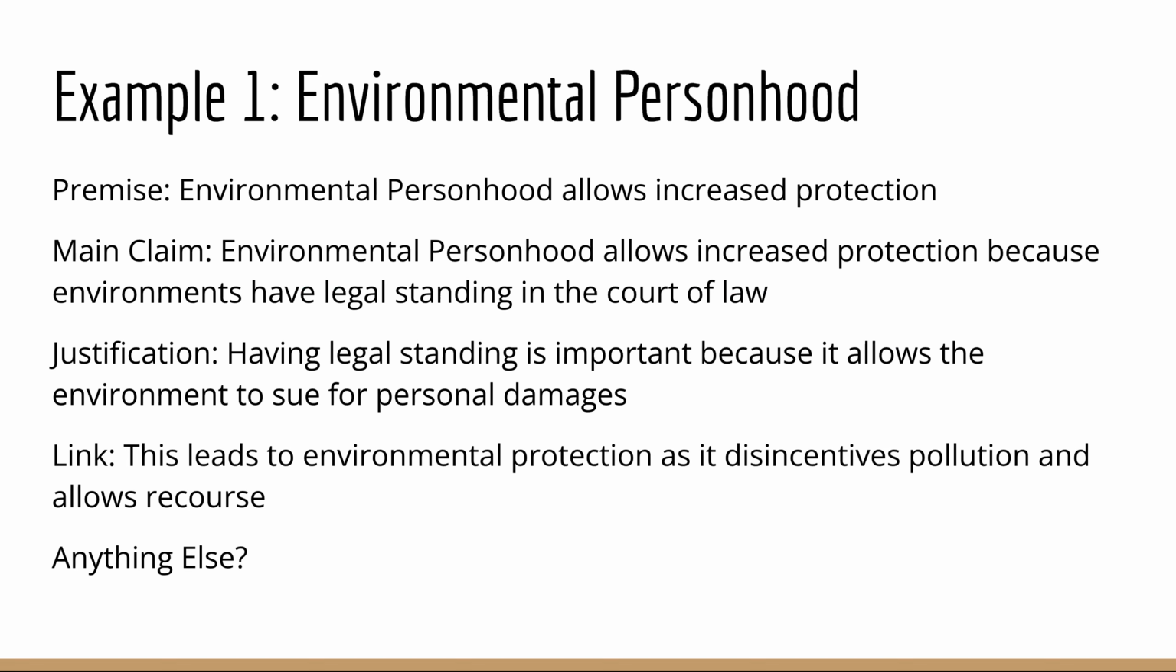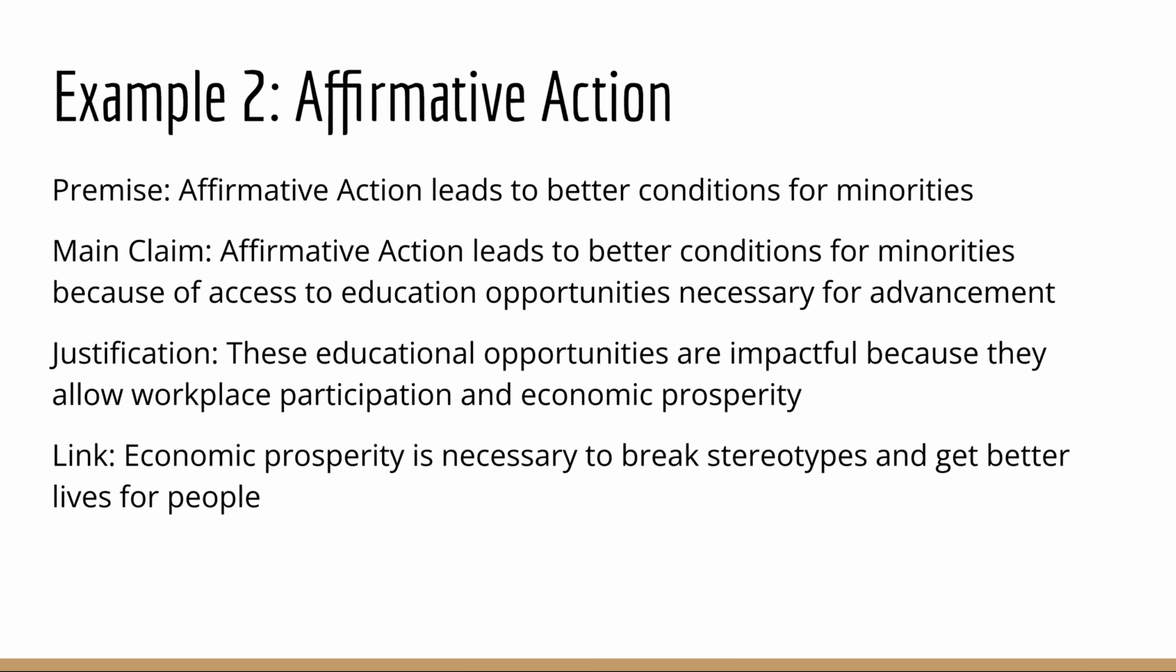Some arguments are very simple when they have a very simple main claim, justification, link structure. Some of them require additional analysis in order to achieve their necessary amount of magnitude. In this example, you might need to explain why specifically the ability to sue is going to be significant. Is it going to be a sufficient amount of money, how this is actually going to change corporations' payment structure, etc., etc. That leads us to our second example on affirmative action, where we're going to put this into action.